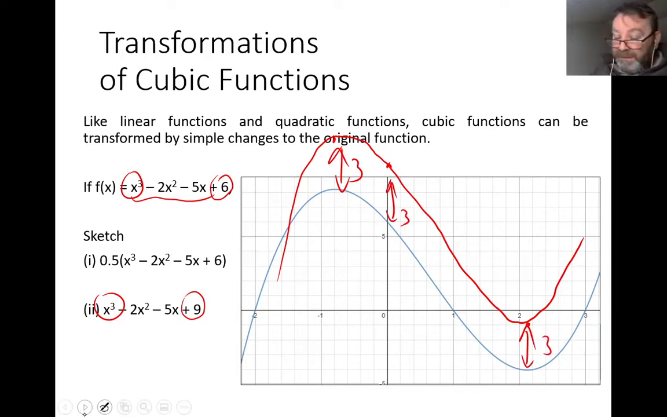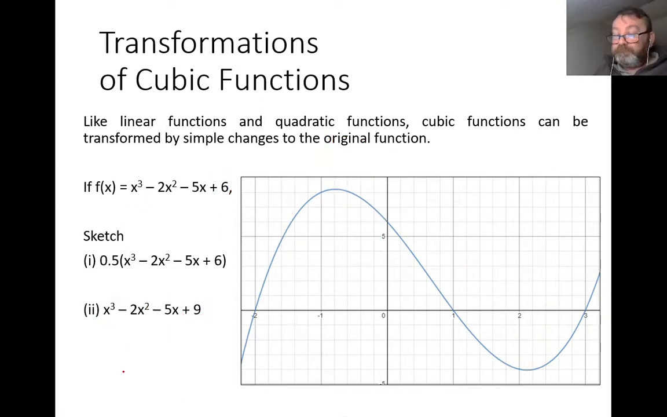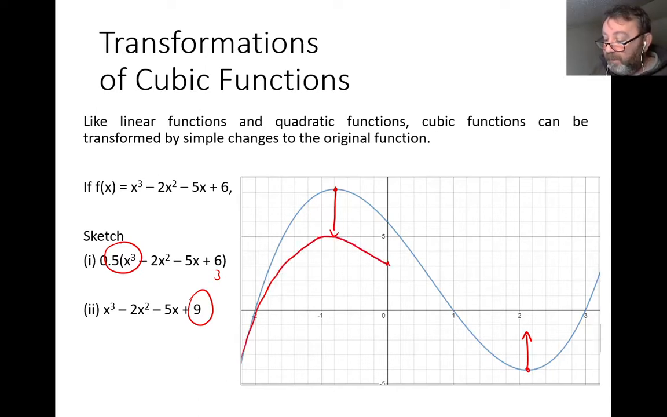So the key thing to remember is this: if the coefficient changes, so do the heights of the turning points, and so does the width of the graph. If the last constant changes, so does the vertical position of the graph. So this one, as I told you already, that height is reduced by half, that height is reduced by half, okay? And then half of 6 is 3. So because the last constant has changed, it's going to go through that point. So you end up with something like this, as I told you already.